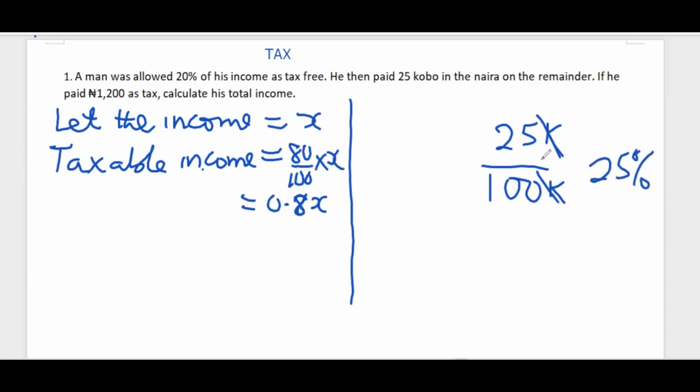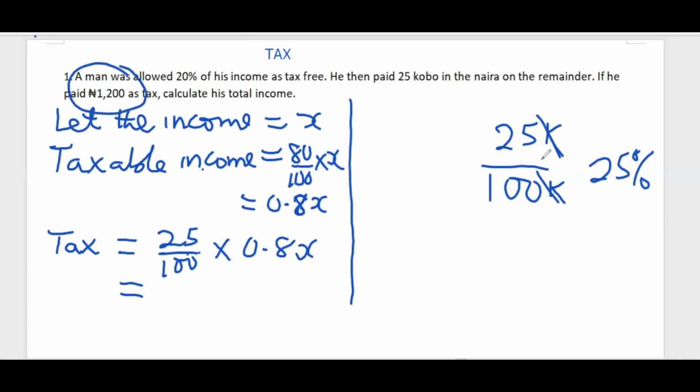25%. So the tax now on the remainder, that is, tax equals 25% of what is left, which we call taxable income. Don't forget, we are given the tax as 1,200. They say he paid a tax of 1,200, and the expression for tax in this working is this. So we have 1,200 equals 25%, in decimal 0.25, times 0.8x.